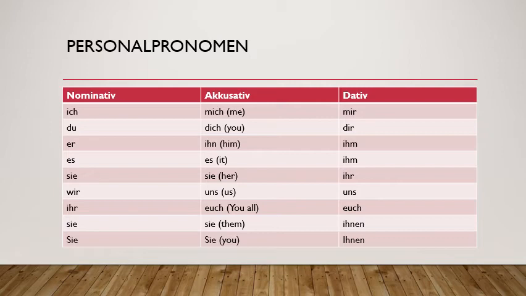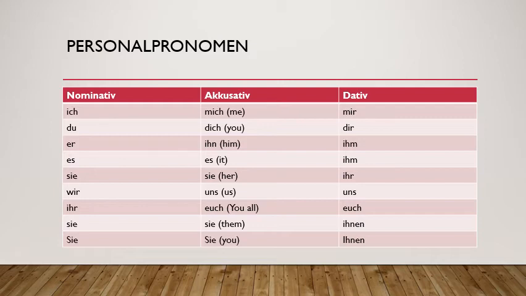Accusative, purposely I have written the meanings in the brackets so that it will be easier, because while solving the personal pronomen exercise, sometimes it becomes easier if you translate the sentence and decide. It helps you to decide the personal pronoun. Mich, me, dich, you, ihn, him, es, it, sie, her, uns, us, euch, you all, sie, them, Sie, you. And dative. Always remember, whatever is the meaning of accusative, just add to or for before that and use it for dative.